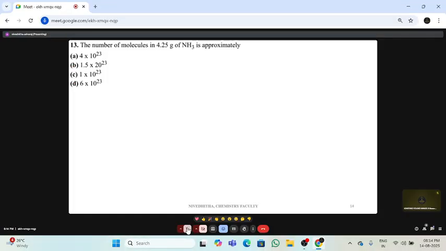Now we'll move on to the next question, 13th question. The number of molecules present in 4.25 gram of ammonia. So here the data is in mass. We have to convert that into number of molecules. Please convert and let me know the value. It is also from the mole concept.